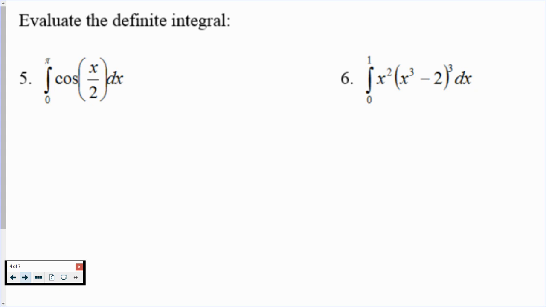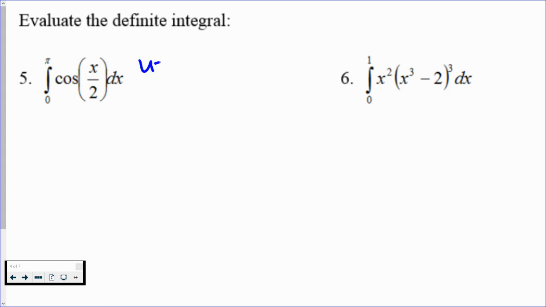All right, let's try some definite integrals this time to see if we've got this. We want to evaluate the integral from 0 to pi of cosine of x over 2. So the first thing that I want to do is go ahead and get that integral expression. In order to do that, let's think about what u would be. Well, what's different about this equation? We know how to take a derivative of cosine of x, right? But the different thing about this one is we have x over 2 instead of x.